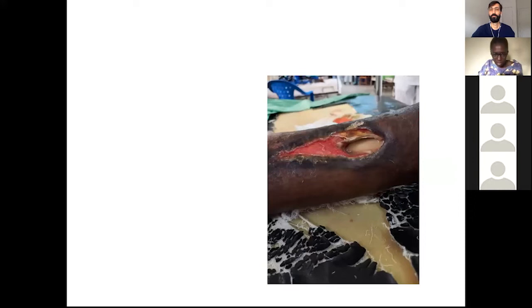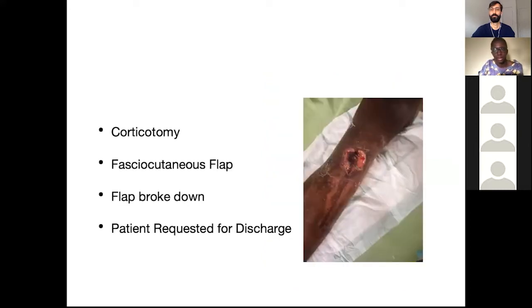So that was him again. He was in the ward for a while, for more than a month, trying to clear off the infection, but it wasn't easy. Then later on, when we thought it was all right, we did a corticotomy. The fasciocutaneous flap was torn, and it broke down. At this point, the patient was fed up, so he decided to request a discharge.